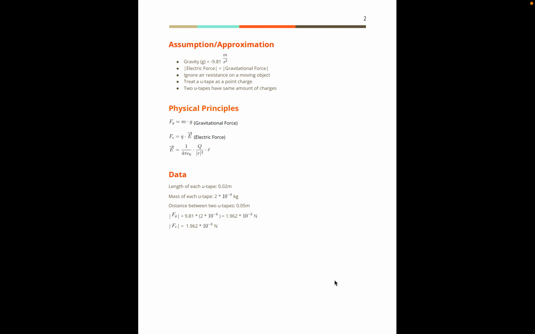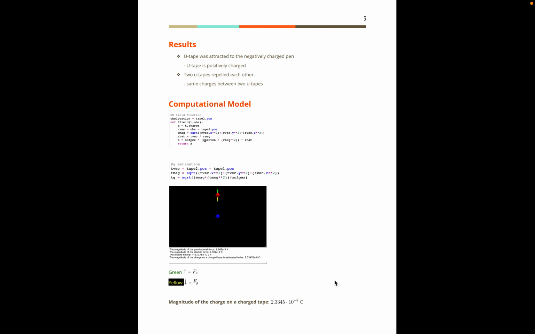And the distance when one started floating was 0.05 meters, and the gravitational force is 1.962 times 10 to the negative 3 newtons, and the electric force has the same magnitude.